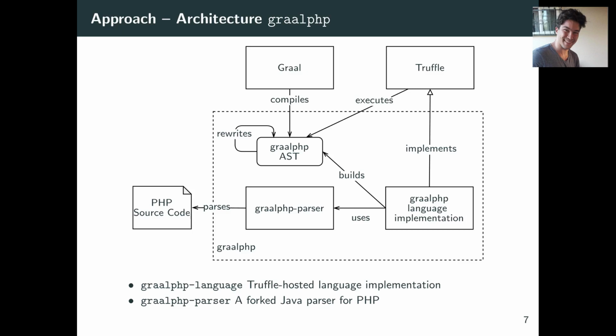Then we have our language implementation. And a simple use case would be we use our parser to parse a source file and then build a Truffle AST. Then during profiling, this AST rewrites itself and yields profiling feedback for Graal to JIT compile the AST.